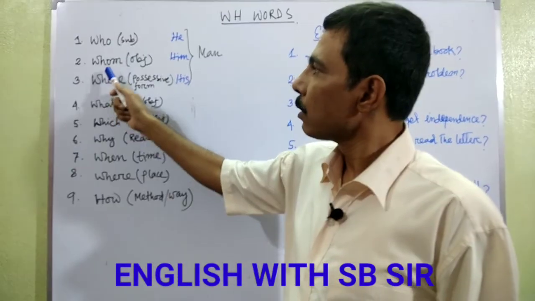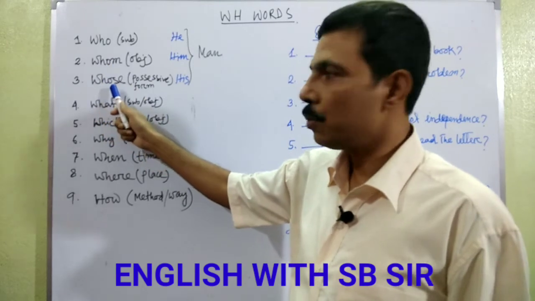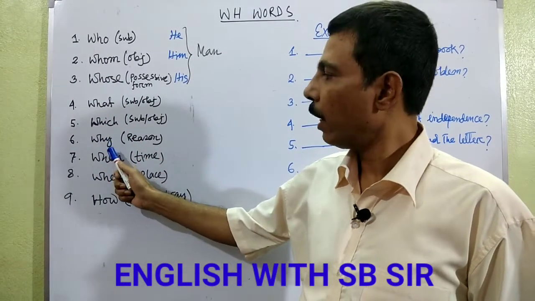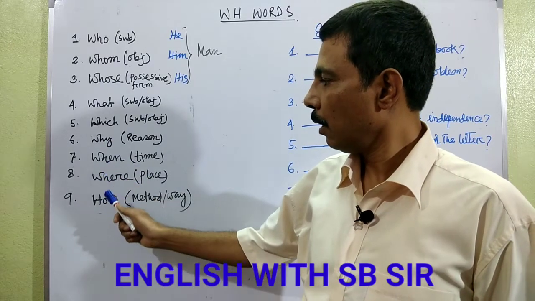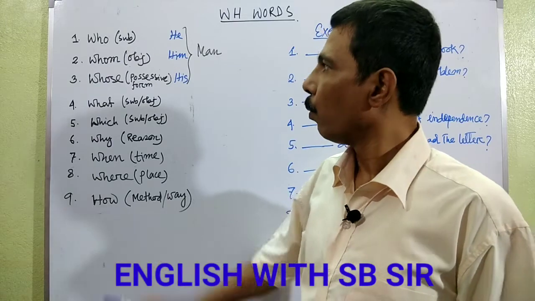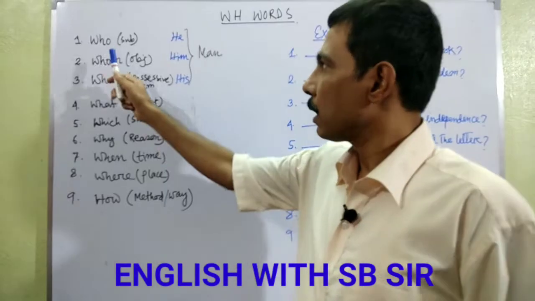First, who; second, whom; third, whose; fourth, what; fifth, which; sixth, why; seventh, when; eighth, where; and ninth, and the last is how. Now, let's discuss them.